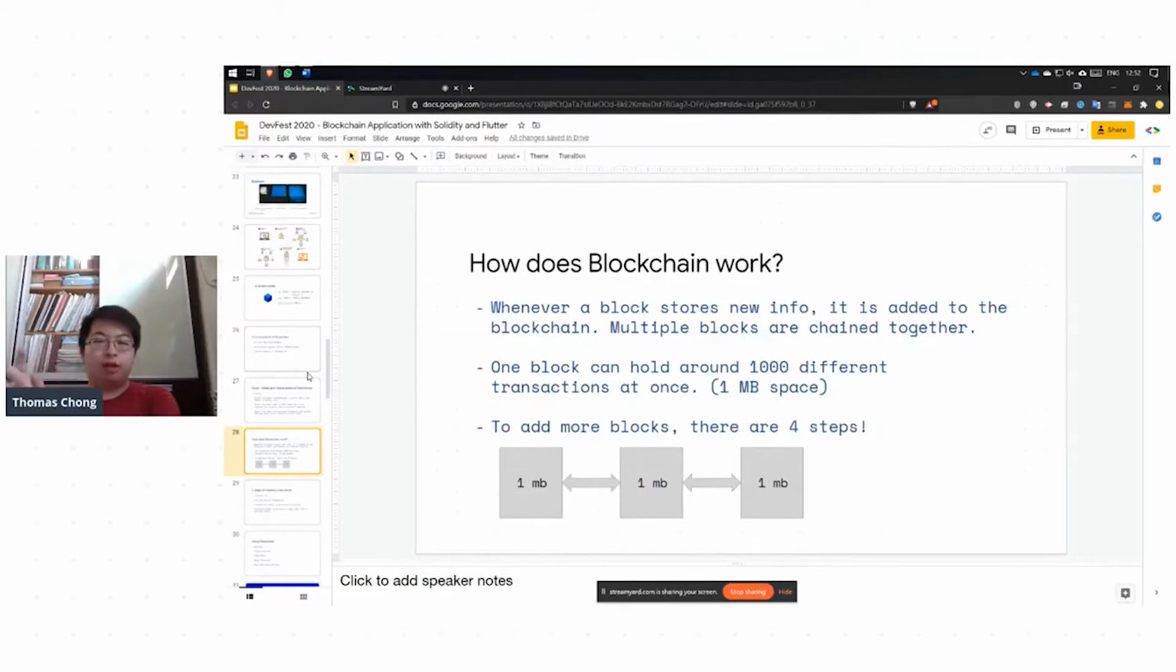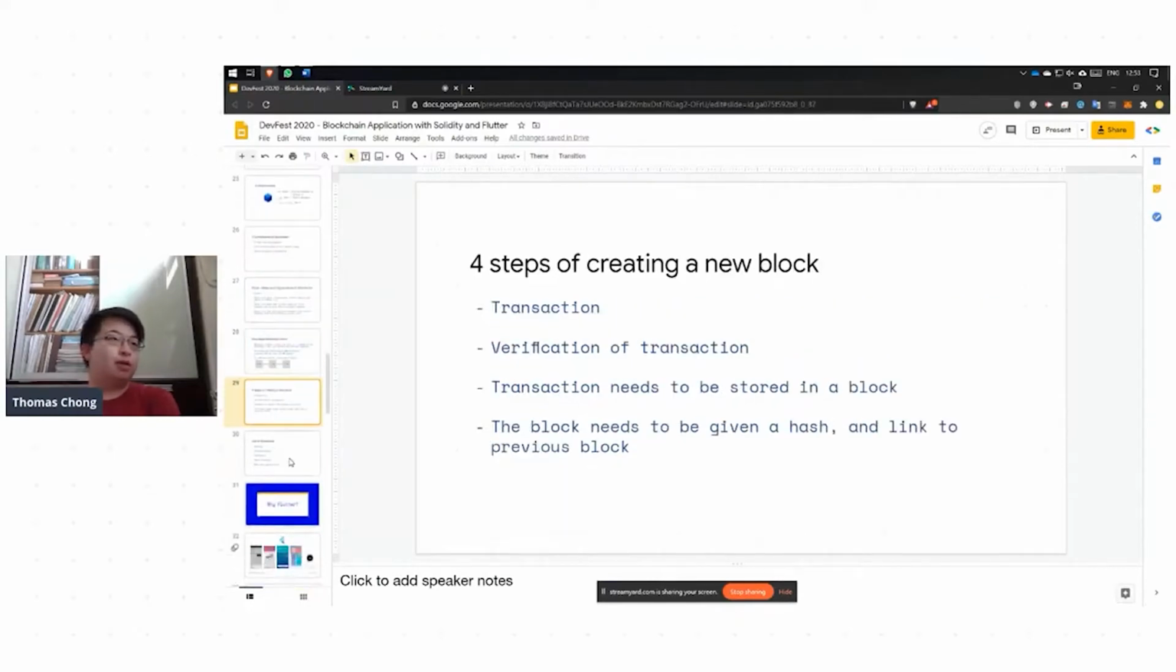And if there is a hacker who wants to alter the hash in the block, the whole block will become invalid, and this confirms the integrity. So maybe because of the time limit, I will skip this slide here.